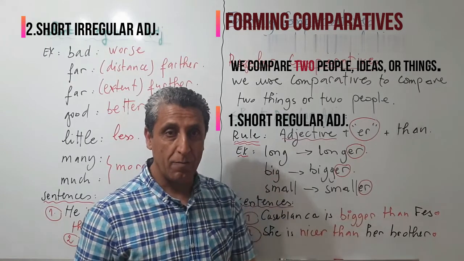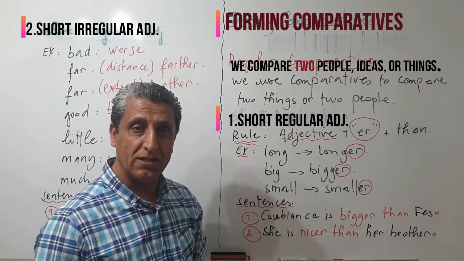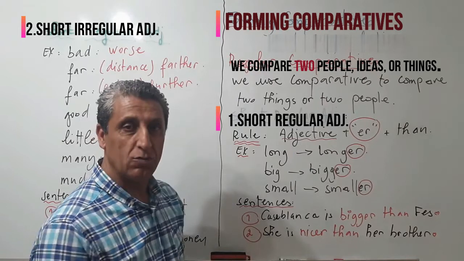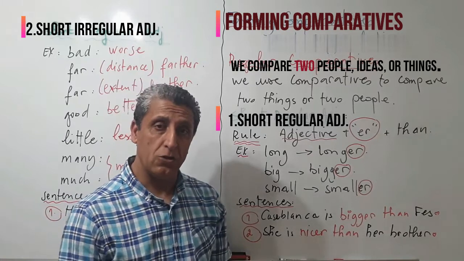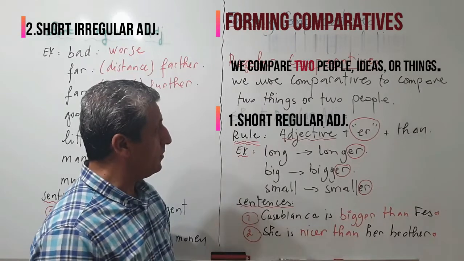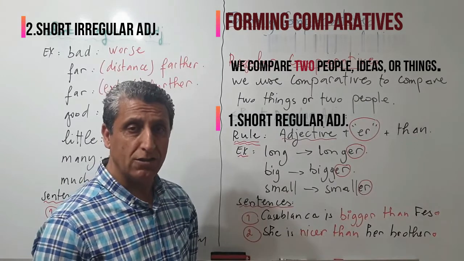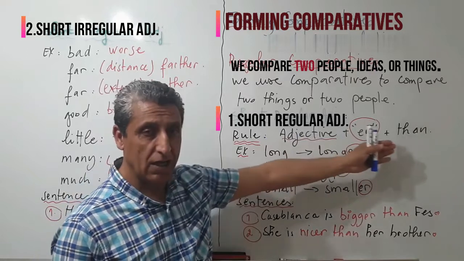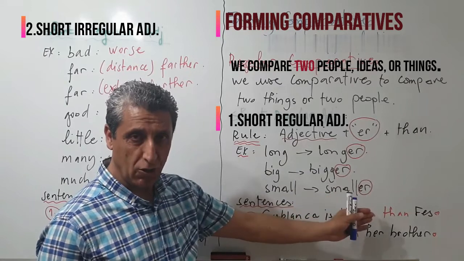Okay? So I repeat. In this first lesson, we're going to talk about the comparative and superlative form. But today, I start with the comparative form. For the comparative form, we use regular and irregular adjectives, okay? Regular adjectives, short ones, so short adjective plus er, as I said, okay? Example: long, longer, big, bigger, and small, smaller, okay?